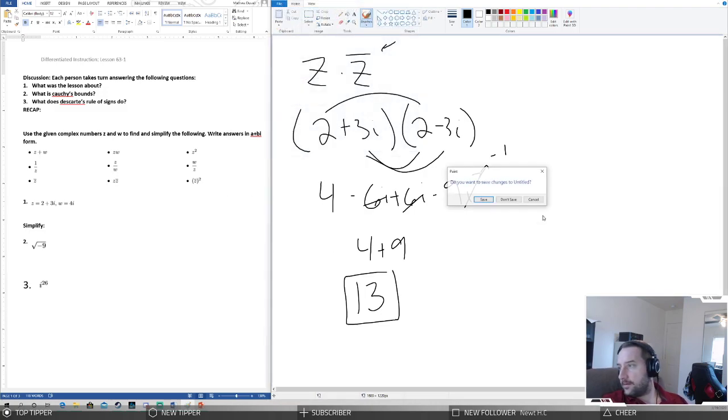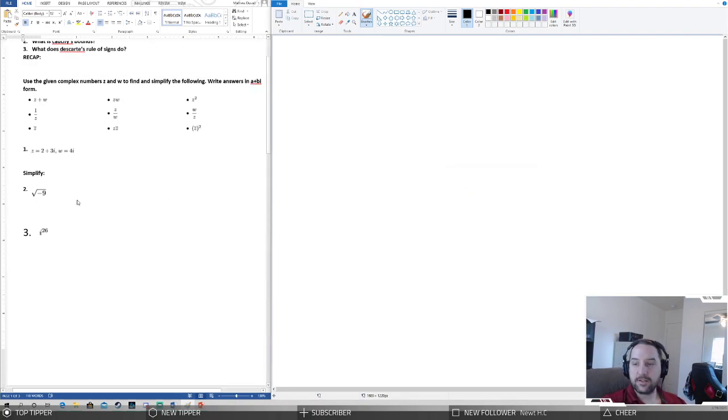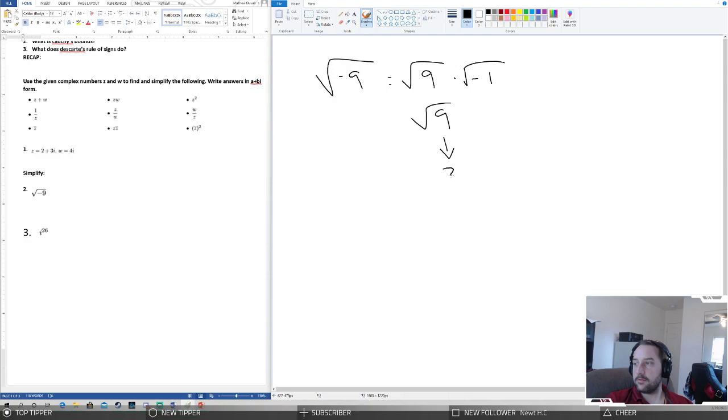All right. So the next one, number 2, says simplify the square root of -9. So the square root of -9 is the same thing as the square root of 9 times the square root of -1. The square root of 9 is 3. The square root of -1 is i. So this simplifies to 3i. Any questions there?